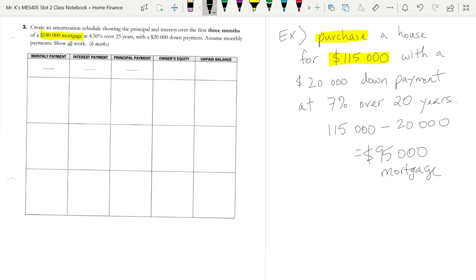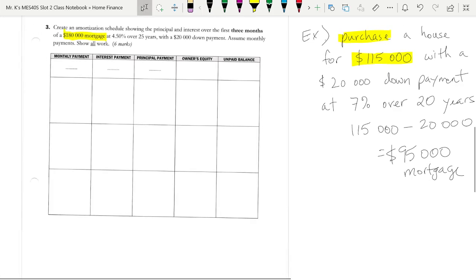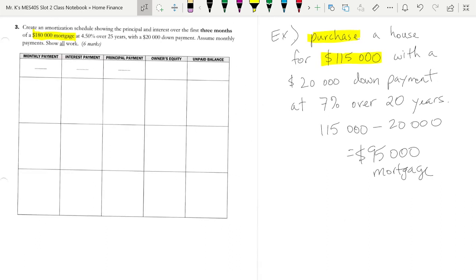So see the difference in the question? If a question tells you the price of the house and doesn't tell you how much the mortgage itself is, they expect you to realize that you have to figure out how much you're actually borrowing from the bank, which is that number. On this one you don't have to do that calculation. I'll give you a hint, the only hint I'm giving you on number 3: the $180,000 is what you start with for the unpaid equity. Everybody get that? For this one, I had to do this subtraction.